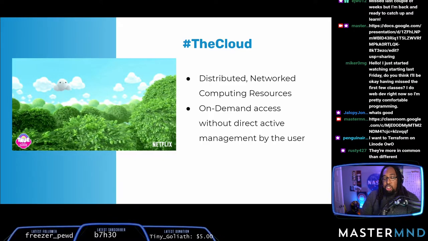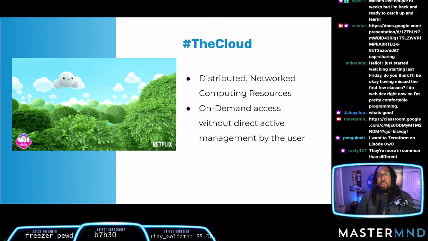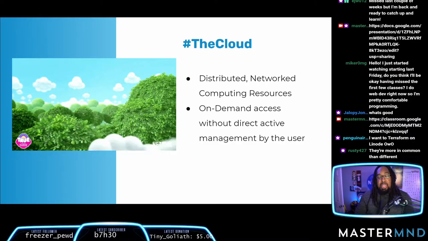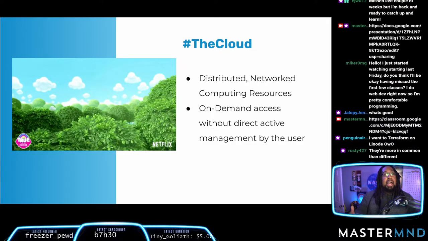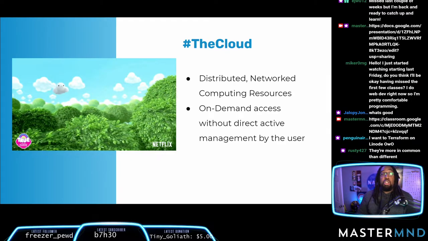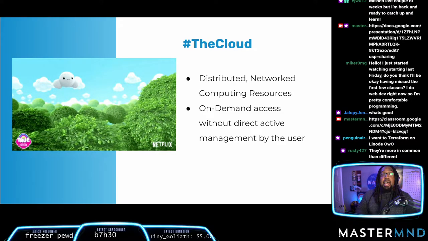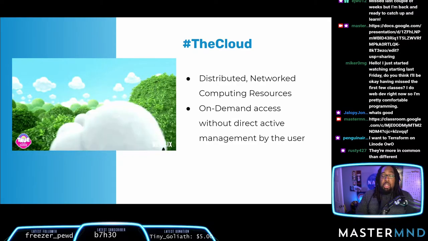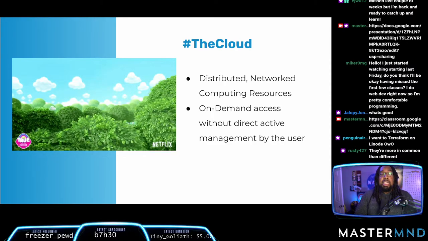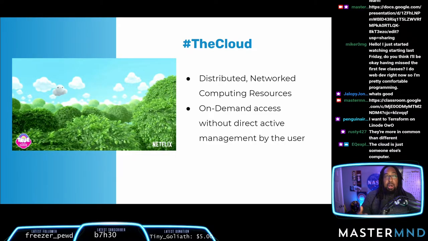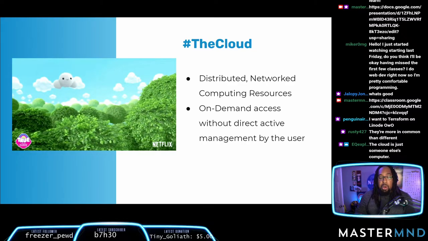The cloud is simply distributed networked computing resources. Sounds like four completely different words that don't really go together, but distributed means not in the same place, not centralized. They're all over the place. And when we say distributed now, we not only mean not on the same system, but we also generally mean in completely different physical locations. And they're just computers that are networked together.